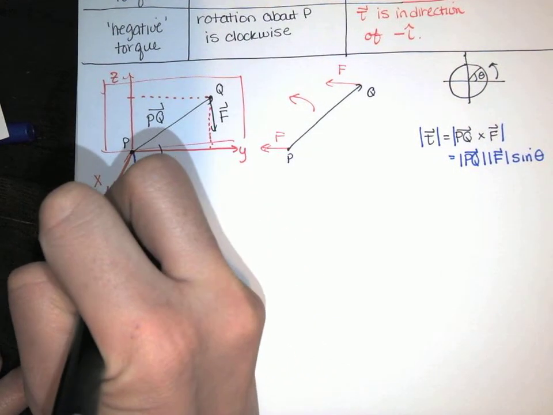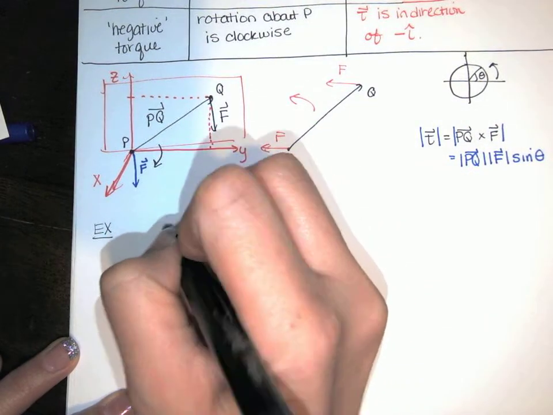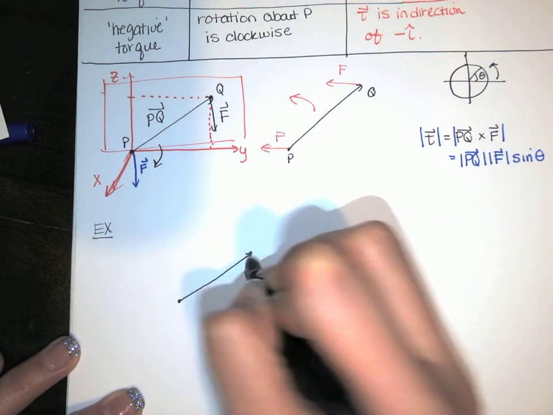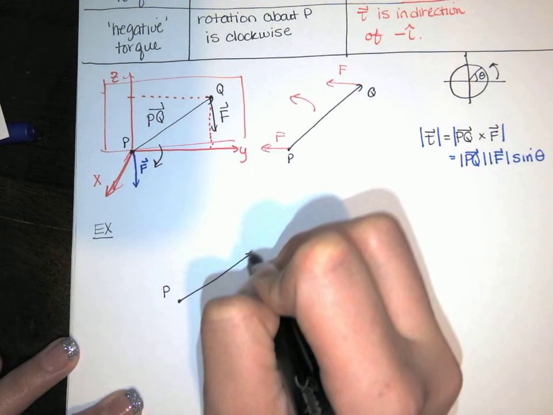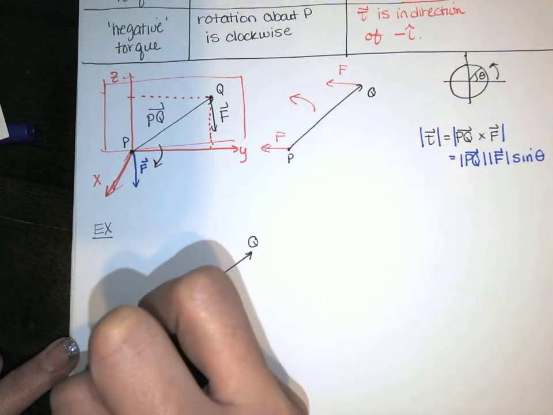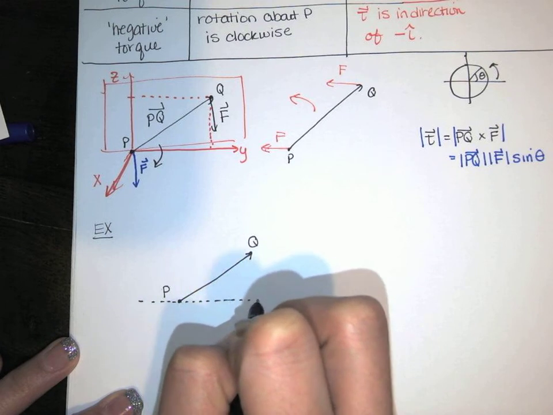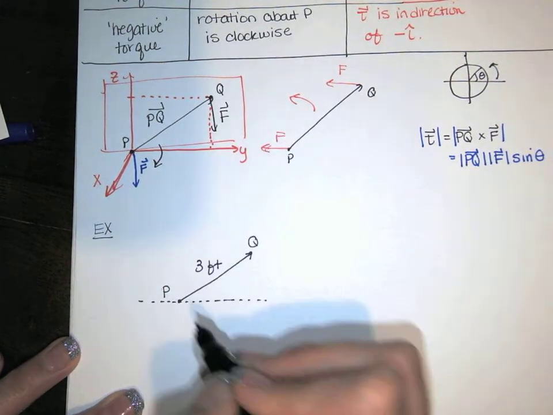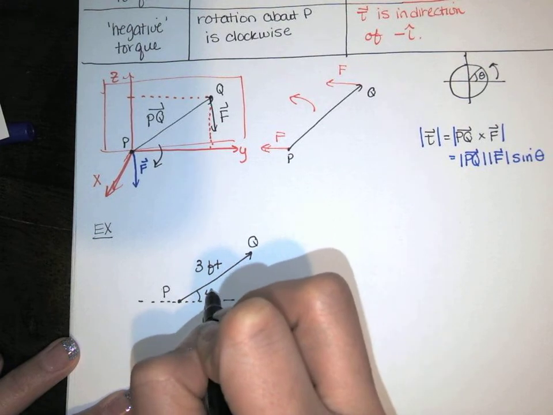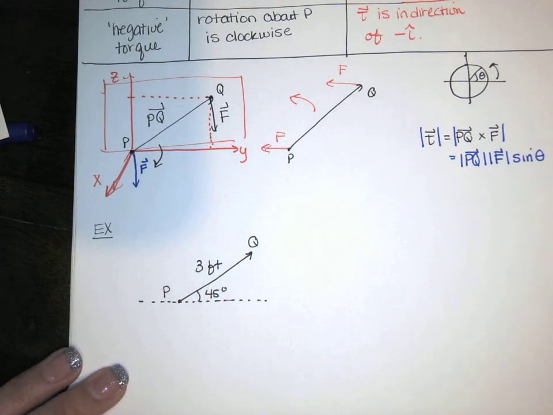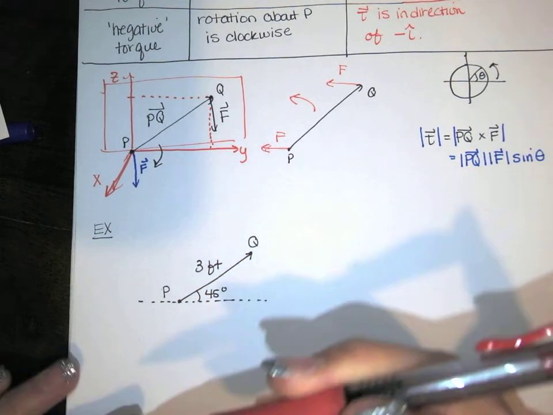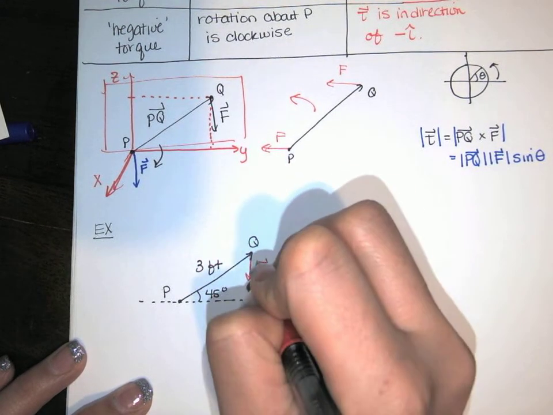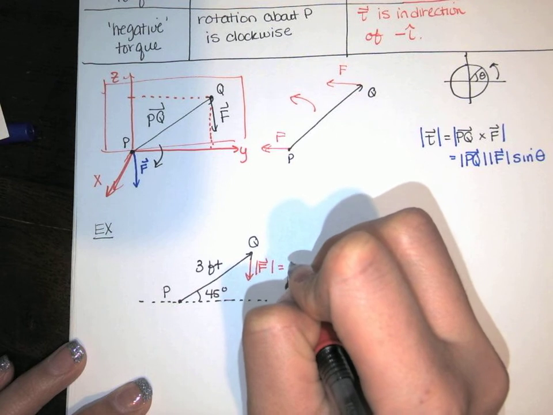Let's say here's P and here's Q. This vector PQ is, let's say, 3 feet long. It's acting at an angle of 45 degrees with the horizontal. And then we've got a force F, just pulling straight down, and the magnitude of that force, let's say, is 30 pounds.